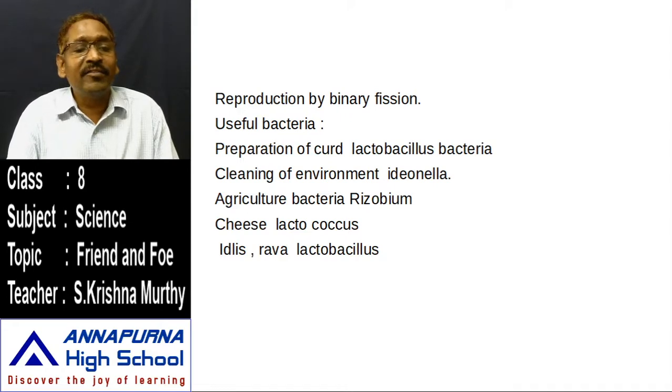So here, we know different kinds of reproduction. In earlier classes we have learned about the different kinds of reproduction. What are they? One is sexual reproduction and another one is asexual reproduction. Most microorganisms follow asexual reproduction by binary fission.